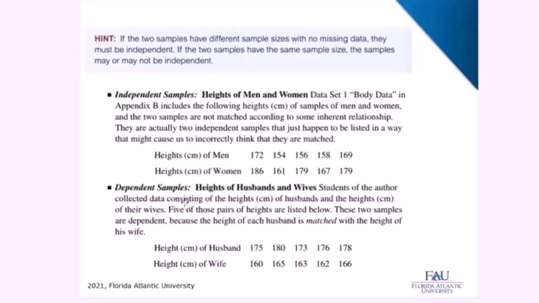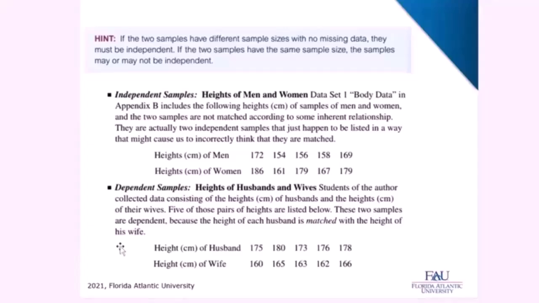As opposed to a dependent sample, heights of husbands and wives. Students of the author collected data consisting of the heights in centimeters of husbands and the heights in centimeters of their wives. Five of those pairs of heights are listed below. These two samples are dependent because the height of each husband is matched with the height of his wife. Maybe in general, tall men have taller wives and shorter men have shorter wives. That pairing does mean something, as opposed to just heights of men and heights of women who don't even really know each other.